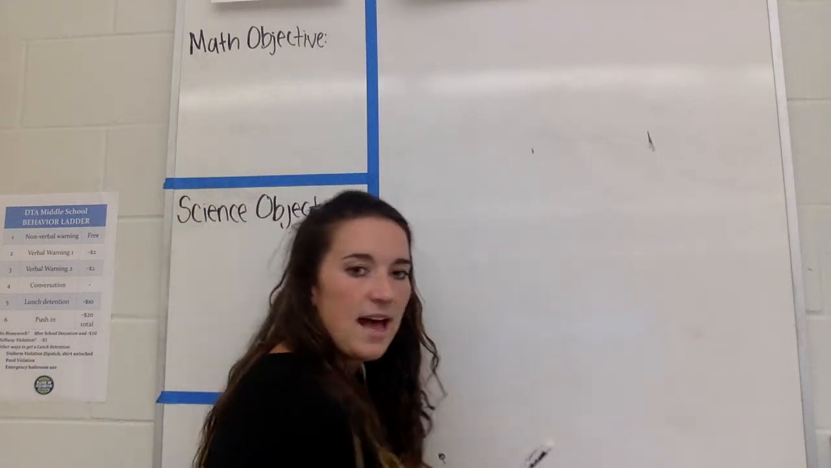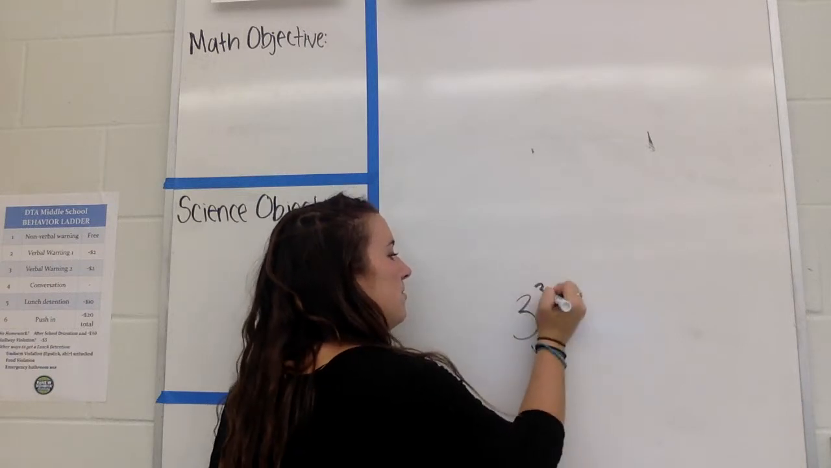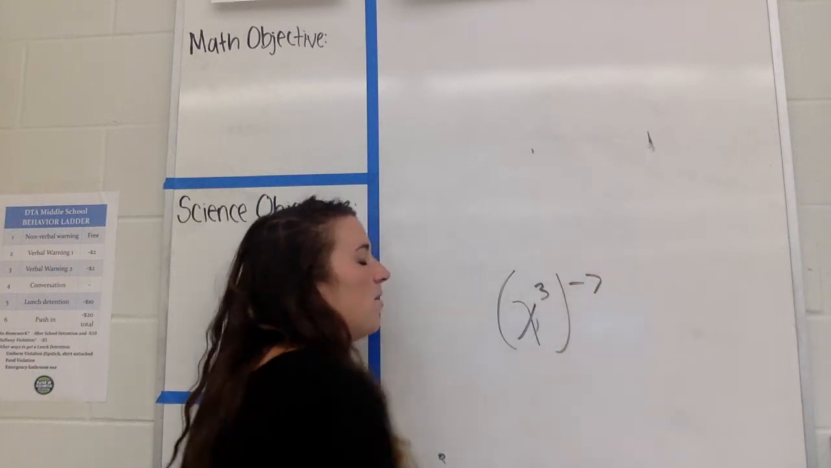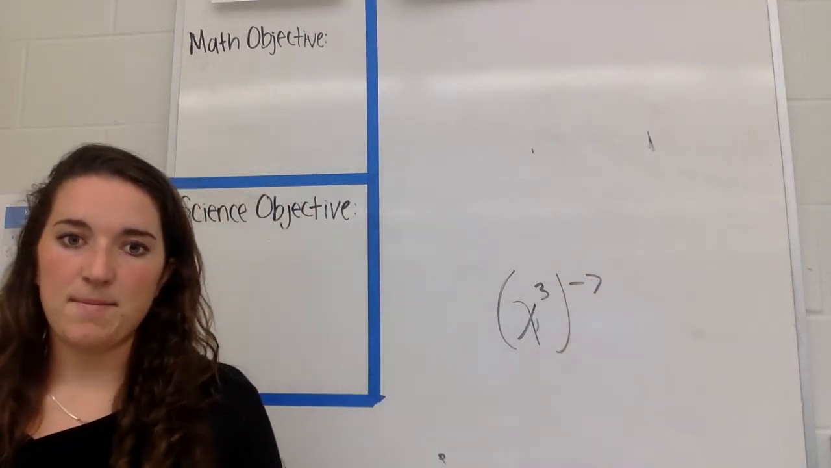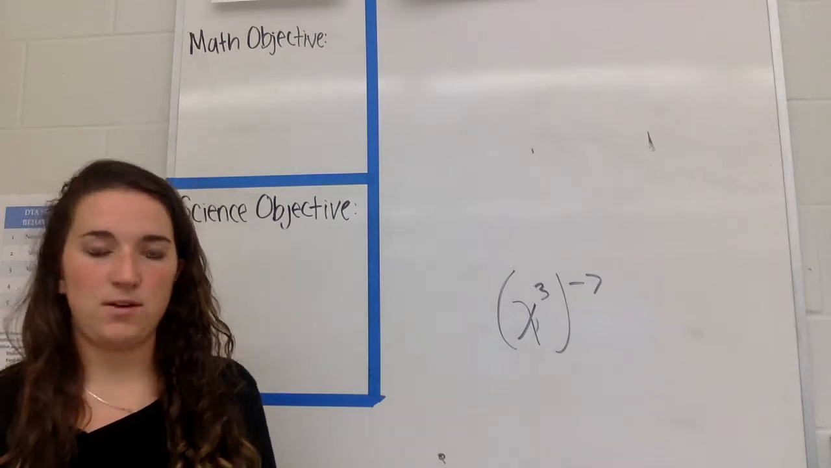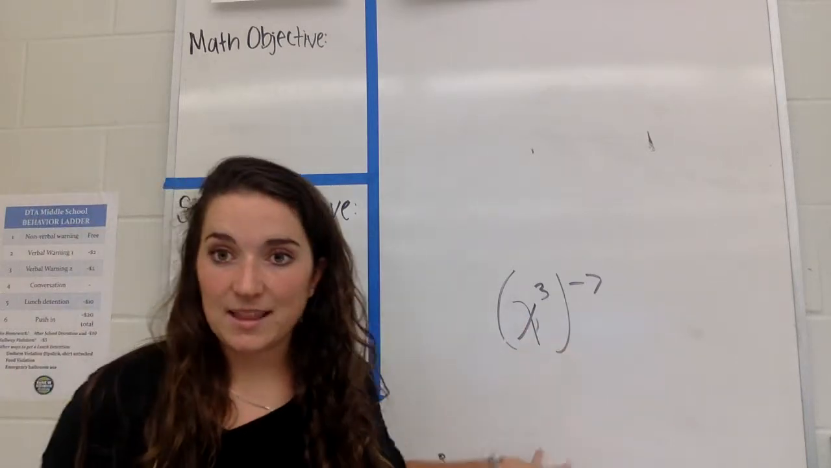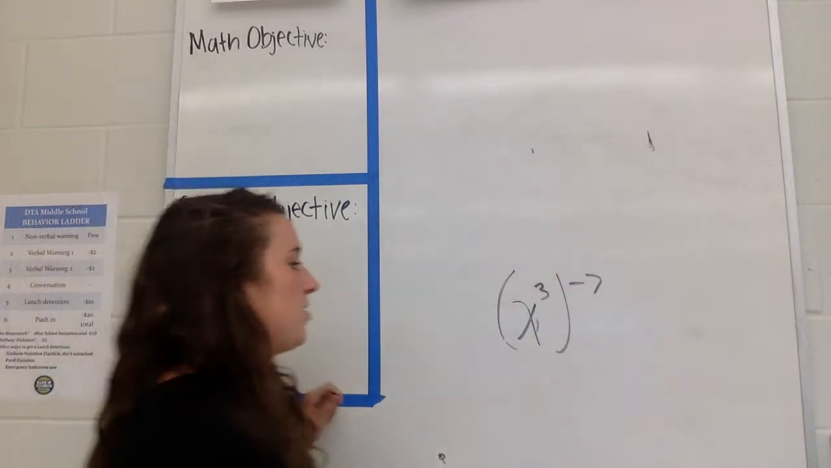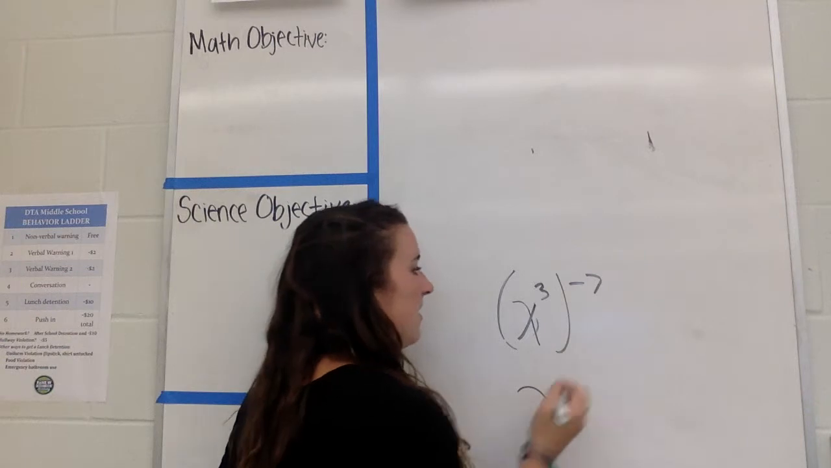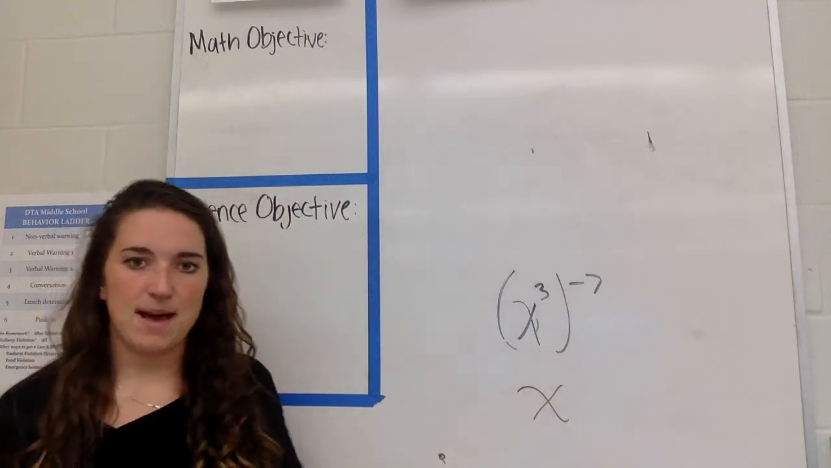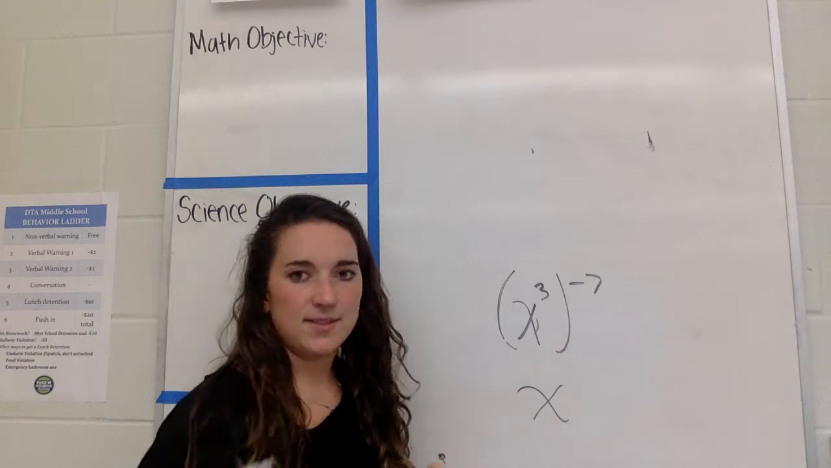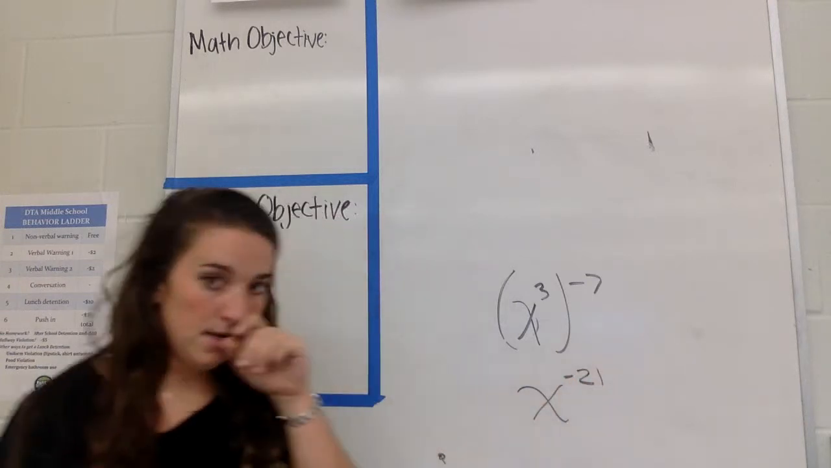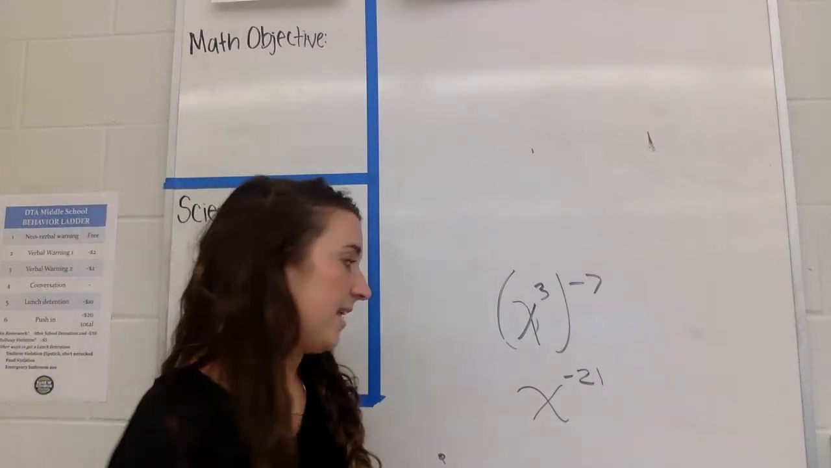Next example, I have x cubed raised to the negative 7th power. What is my base? Right, my base is x. Which rule will I be using? I'll be using the powers rule because I'm raising an exponent to another exponent. So I'll keep my base x, and then I'll multiply my exponents. 3 times negative 7 is what? Negative 21. So my final answer is x to the negative 21st power.